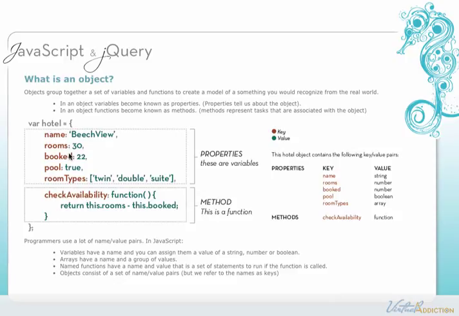Here with our hotel object, this object contains the following key value pairs. The key name and the value is a string. The key room and the value is a number. The key booked and the value is a number. The key pool and the value is a Boolean, and the key room types and the value is an array. And then we have this method down here.